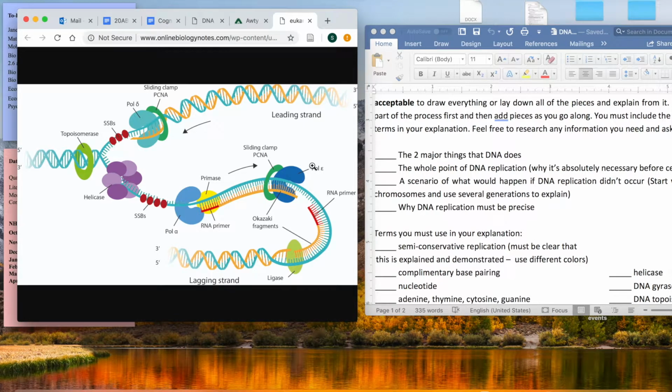So today I'm going to be talking about DNA replication. And first let's start with talking about DNA and its major functions. So the two major things that DNA does is first it transfers genetic information from generation to generation. And second, it regulates all the processes of your body.